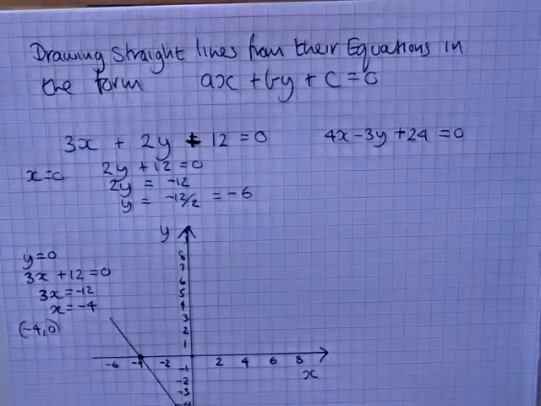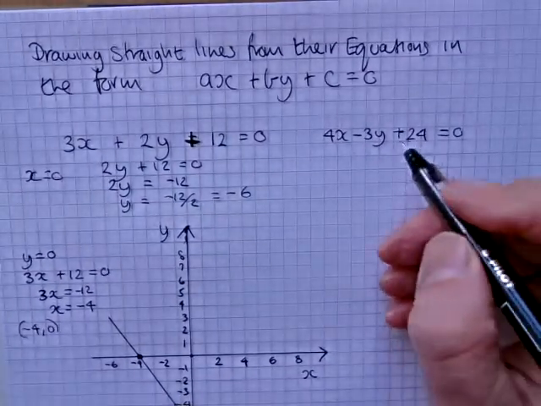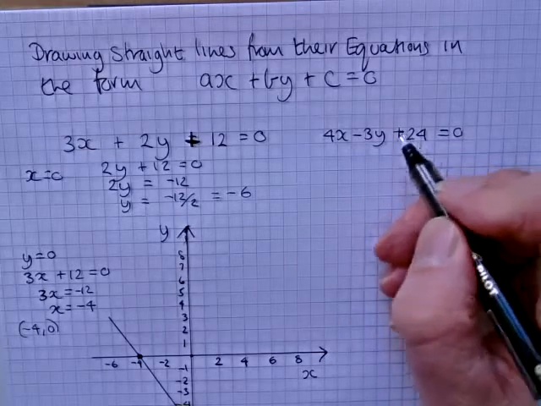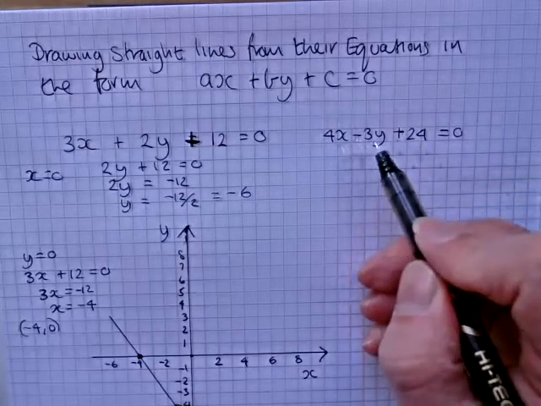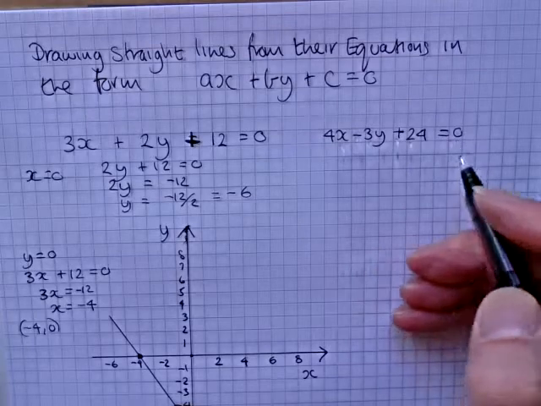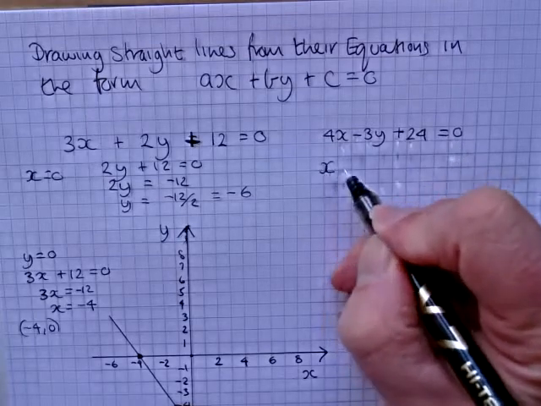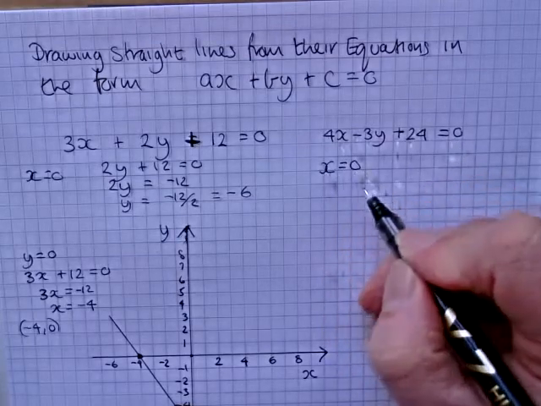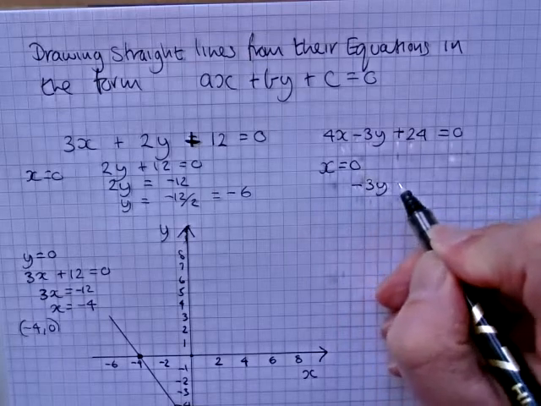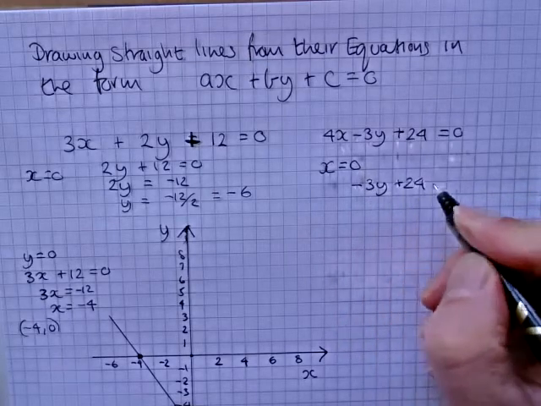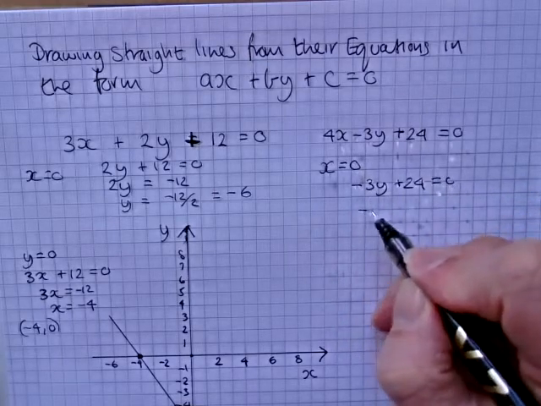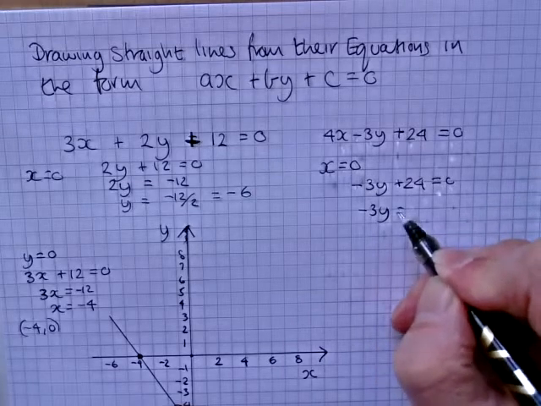Now let's go to the second example. So we've got 4x minus 3y plus 24 equals 0. Let's let x equal 0 to start with. This means minus 3y plus 24 equals 0. So move the 24 to the other side.